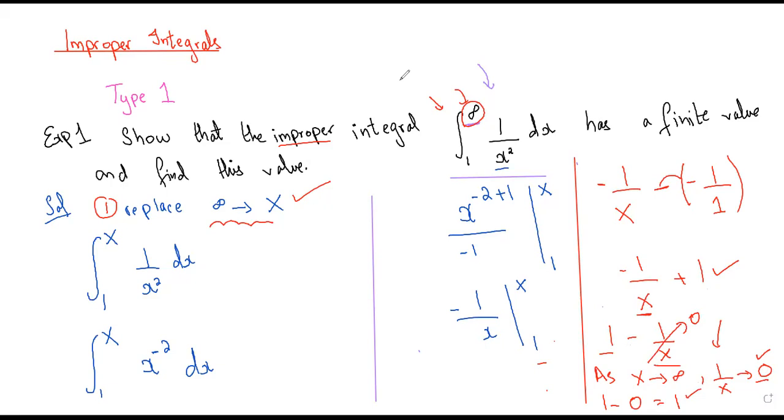Did you understand it now? Okay, very good. So we are talking about type 1 of improper integrals where one of the limits is infinity. This was the first example. Let's talk about another example, and then we'll talk about type 2.